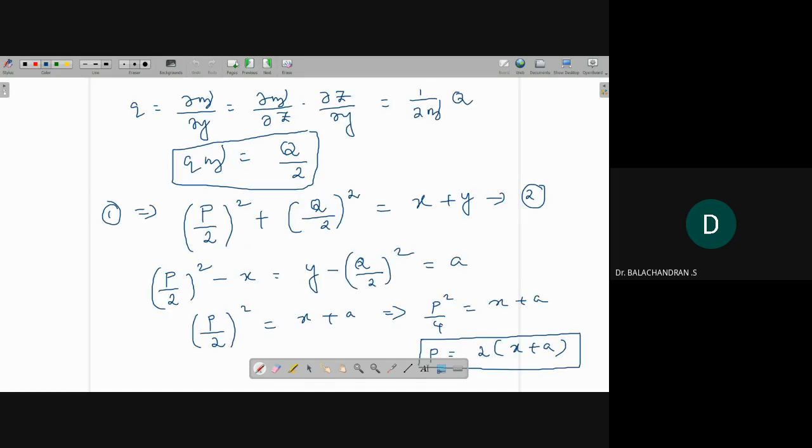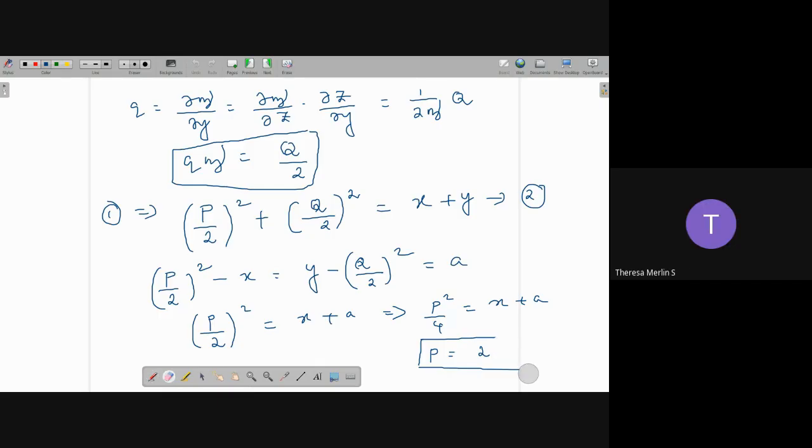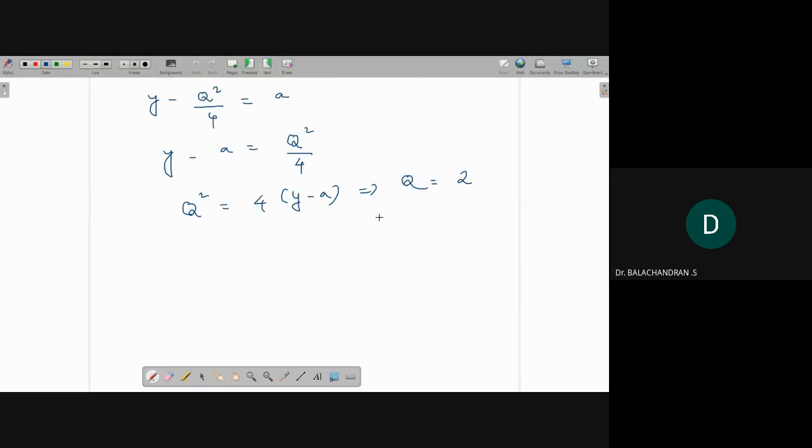Positive value of, I think here I made a mistake. It should be what? 2 root of x plus a. Similarly here, 2 into root of y minus a.